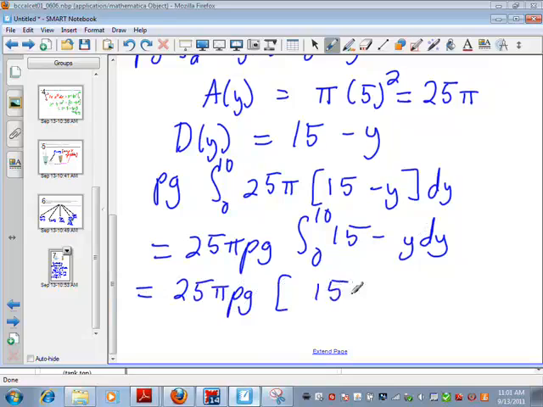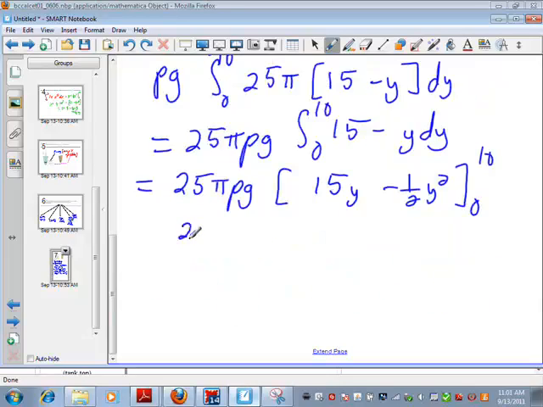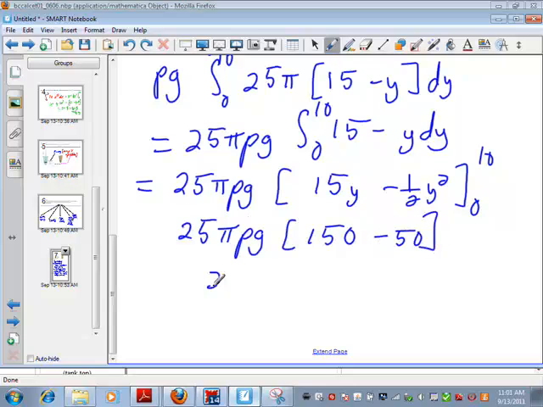So 15y minus 1/2 y squared from 0 to 10, 25 pi rho g times 150. 10 squared is 100, over 2 is 50. 2500 pi rho g.